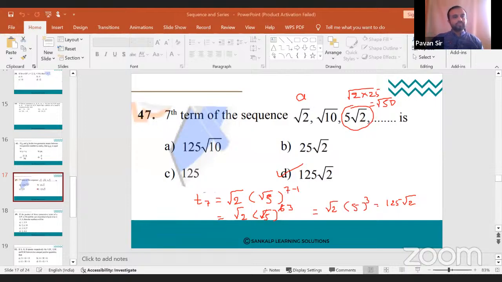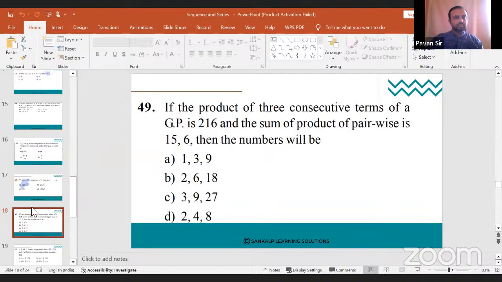Next question. If the product of three consecutive terms of a GP is 216, and the sum of the product of pairwise is 156, then the numbers will be what?